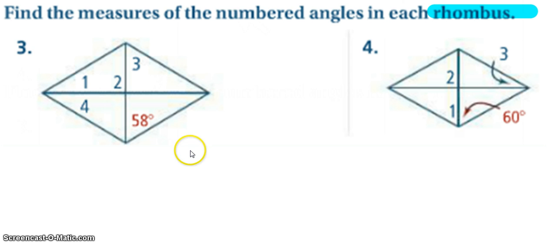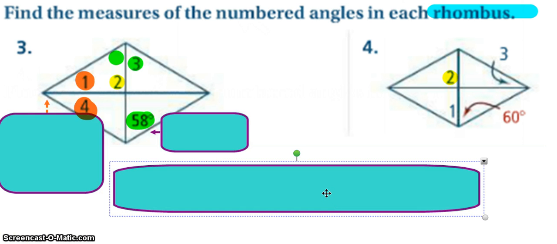I don't know if it'd be rhombuses or rhombi. Go ahead, pause the video. All right, let's just start by talking about number 3. In number 3, we know the angle 58, and we know the diagonals are drawn. One thing we know in a rhombus is the diagonals always create perpendicular angles, so that should immediately tell me what the measure of angle 2 is.